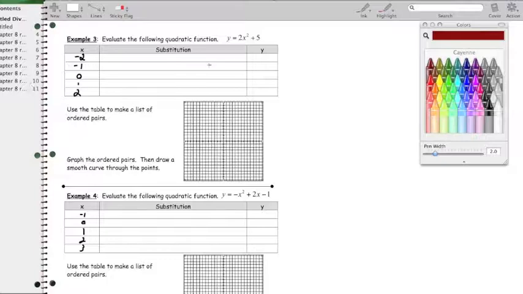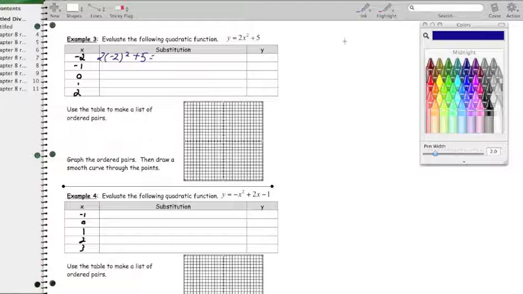Two more. Examples 3 and 4. We want to evaluate the following. Now this one only has 2x squared plus 5. Let's see if that changes our graph at all. So I'm going to start out putting my 2 times negative 2 squared plus 5.